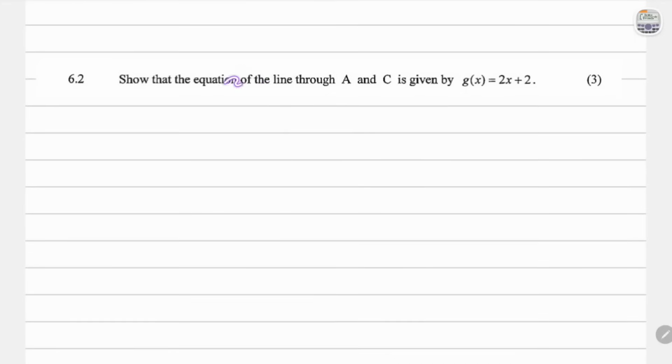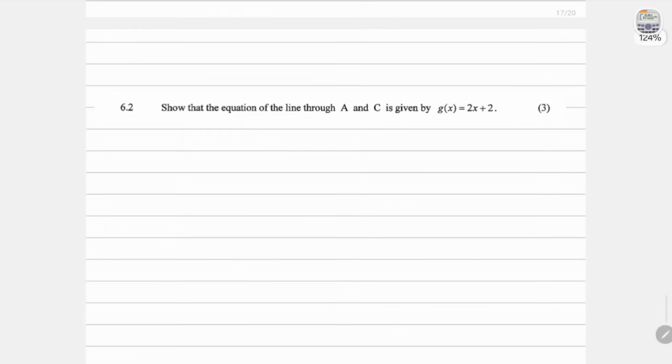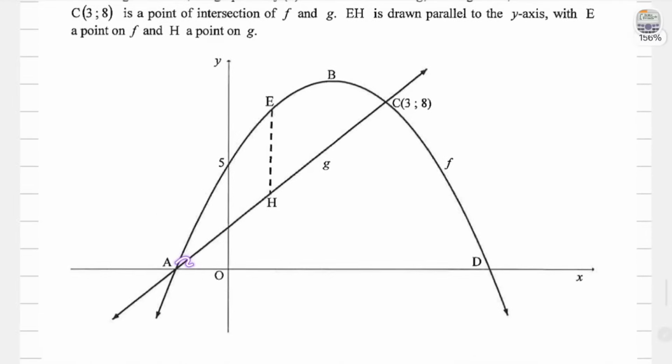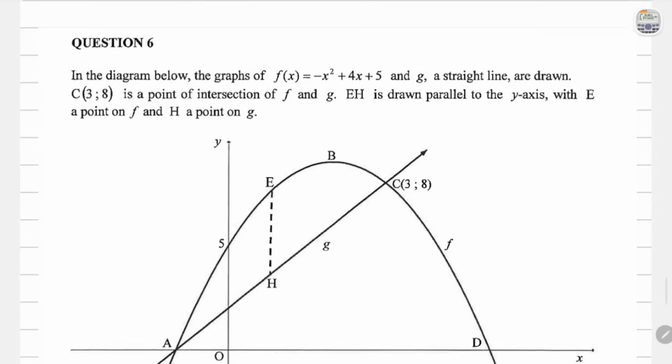Question 6.2 says, show that the equation of the line through A and C is given by g of x equals 2x plus 2. Okay, so through A and C. You can see that if it goes through A and C, we just need these 2 points to find the equation. So A is missing. And as you can see, A is also one of the x-intercepts of the parabola. And at the x-intercept, you know that y is simply equal to 0. So let's go ahead and do that.